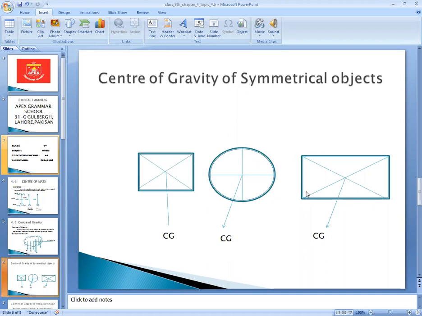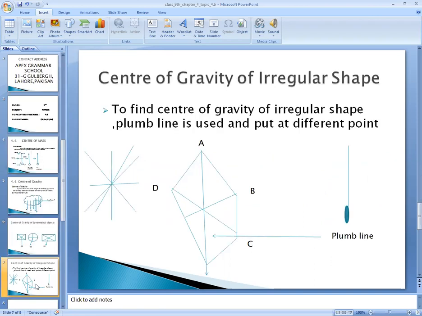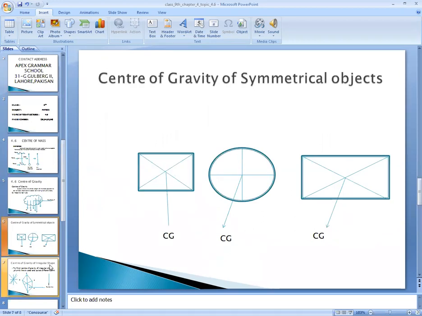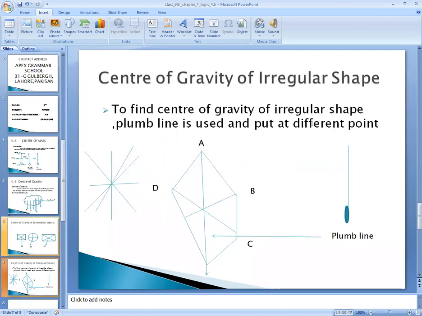If I consider the rectangle, these are the diagonals. They are cutting each other, so this center point is called the center of gravity, or simply G. Then I consider an irregular shape. How can we find the center of gravity of an irregular shape? This is an irregular shape, and these are my regular shapes or symmetrical objects.